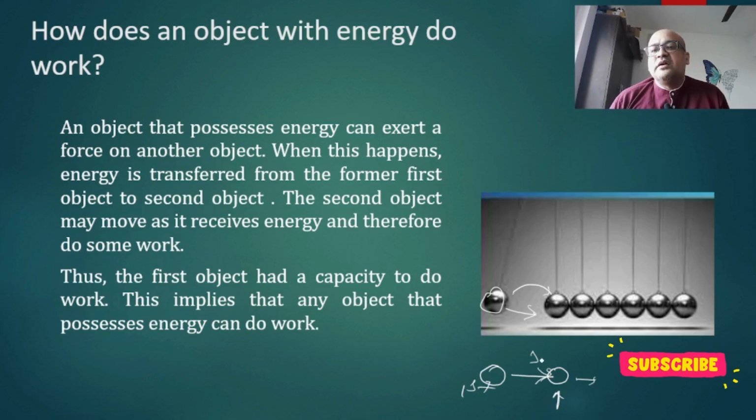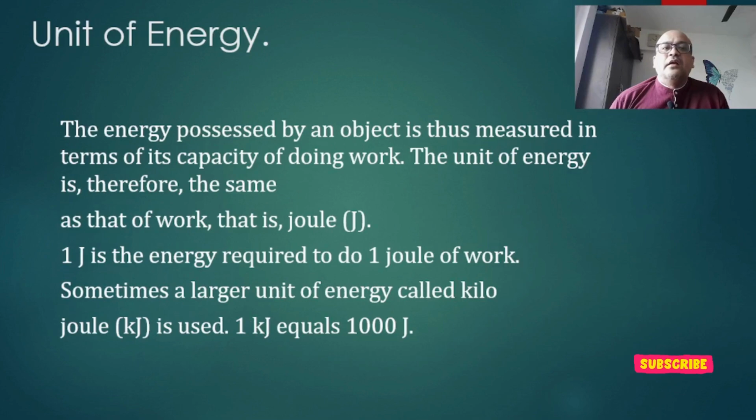A cricket ball hits the stump, so a cricket ball possesses what? Energy, so it can do work. All right. Now let's see the unit of energy. So we have seen the unit of work, right? So let's see the unit of energy.